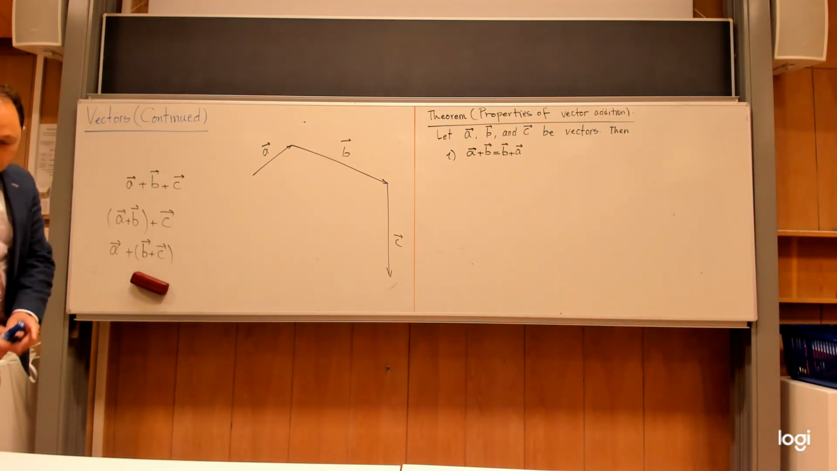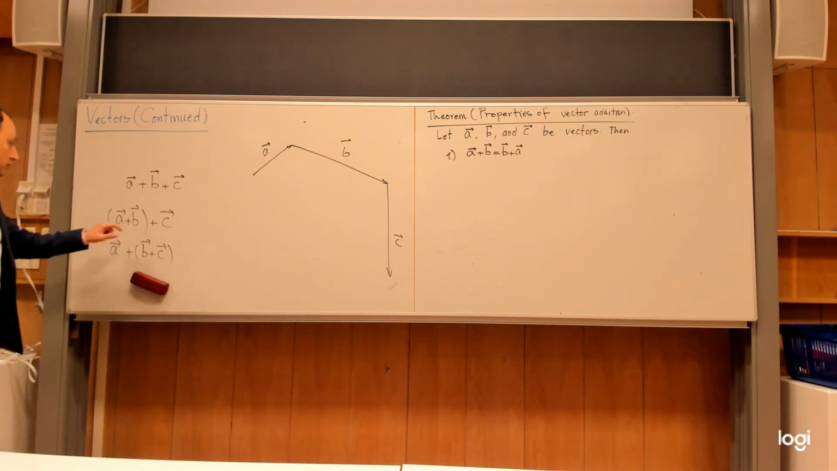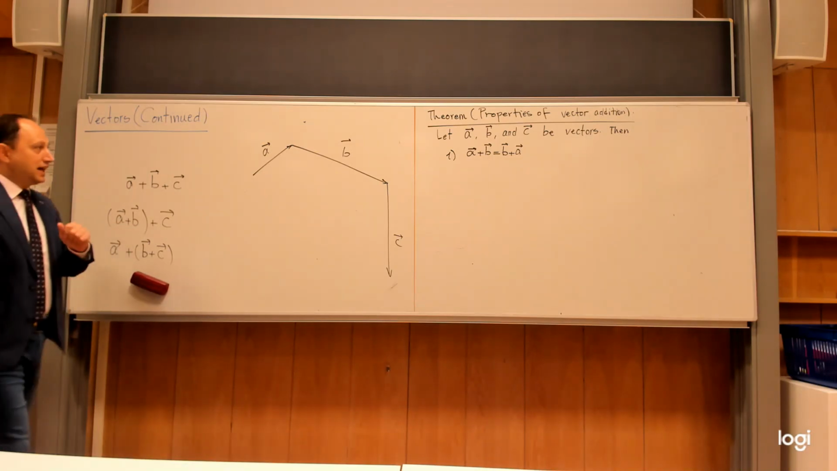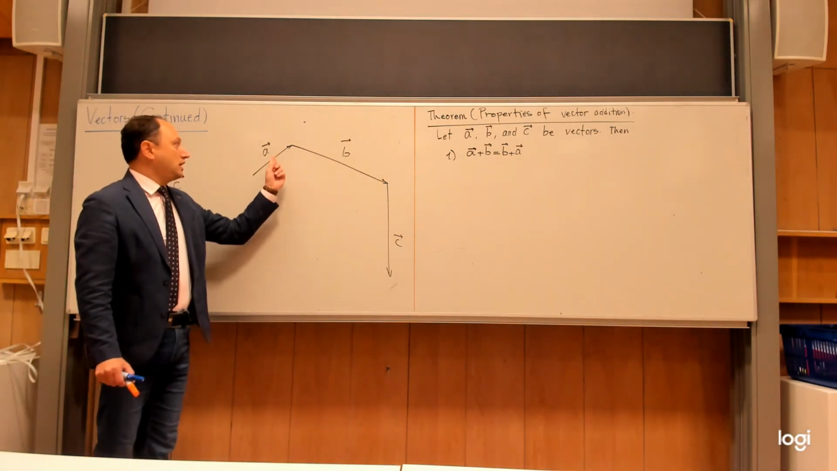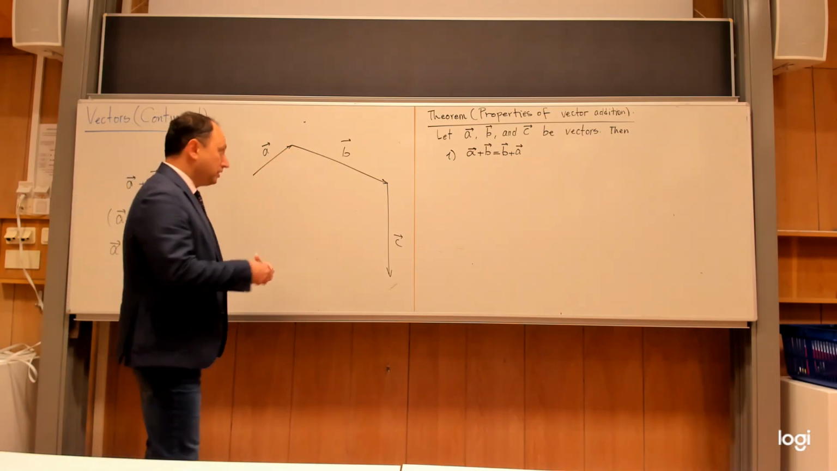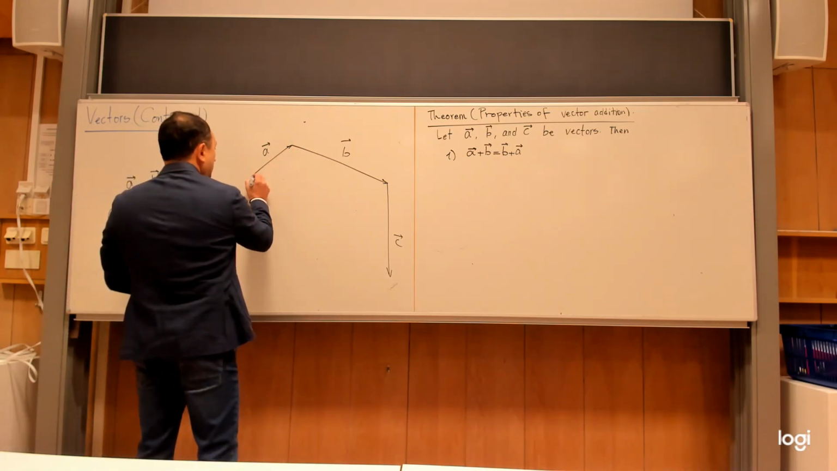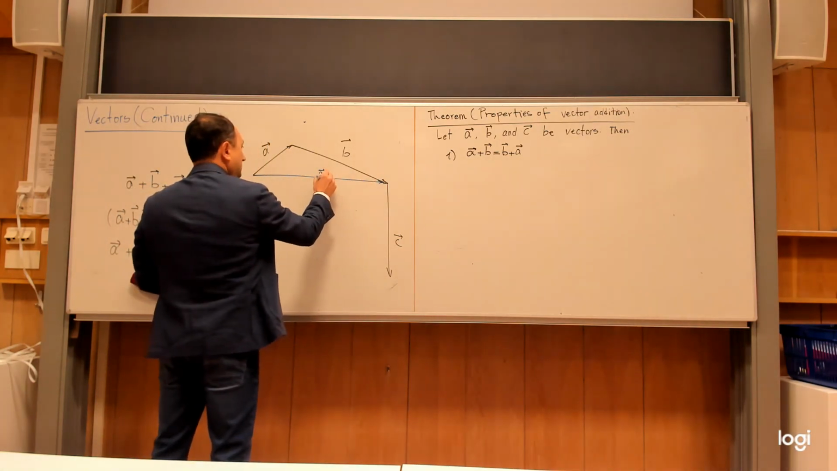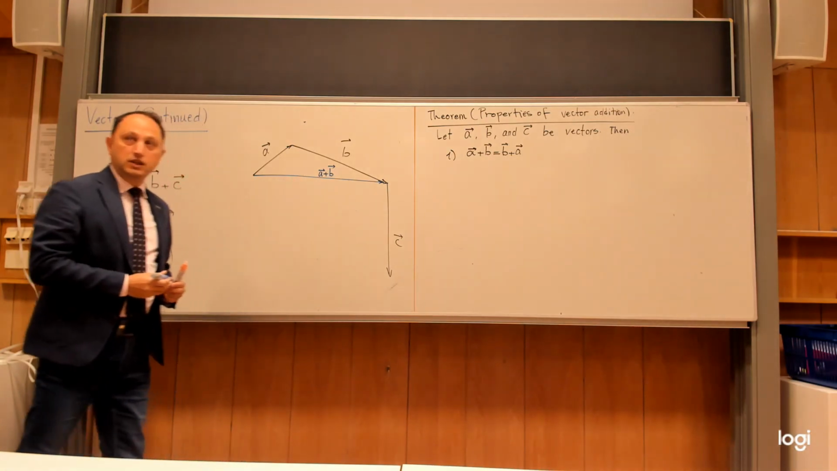Tell me, how should I do this? Which one has the priority here? I have to add A to B first. And that's good because B is already drawn from the tip of A, so everything is ready. What is A plus B? A plus B is this blue vector. And if you have questions, please let me know. Do you agree? This is A plus B.